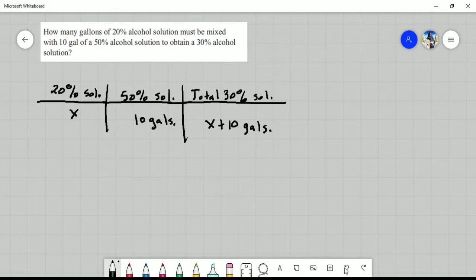So we have our equation here. We just need to, again, convert it into math terms. So what type of operations will be needed? Like, how do we know what kind of operation we're going to need? So it comes back to those key phrases or those math terms. In the beginning, it said how many gallons of 20% alcohol solution must be mixed with 10 gallons of 50% alcohol solution to obtain a 30% alcohol solution.